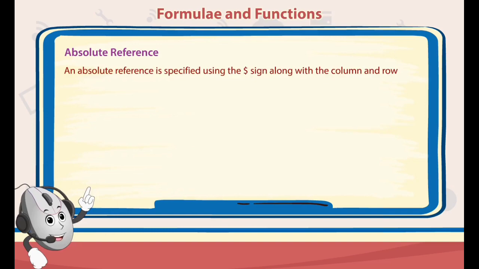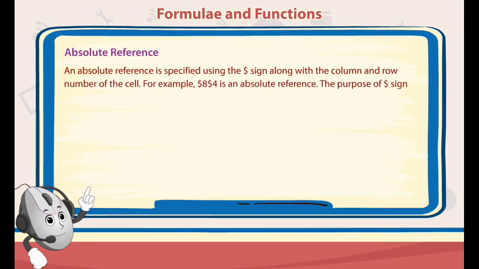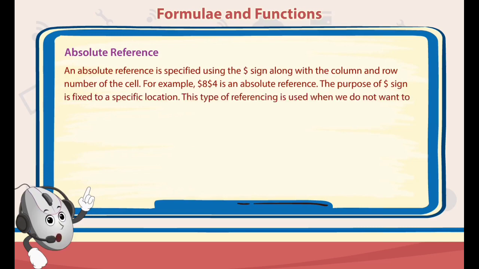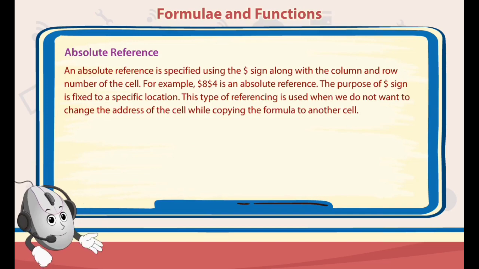Absolute reference. An absolute reference is specified using the dollar sign along with the column and row number of the cell. For example, $B$4 is an absolute reference. The purpose of the dollar sign is to fix a specific location. This type of referencing is used when we do not want to change the address of the cell while copying the formula to another cell.